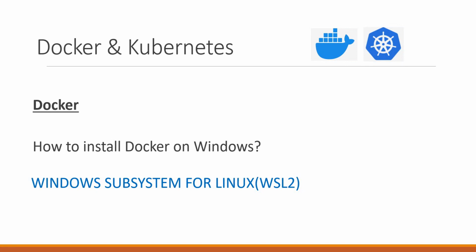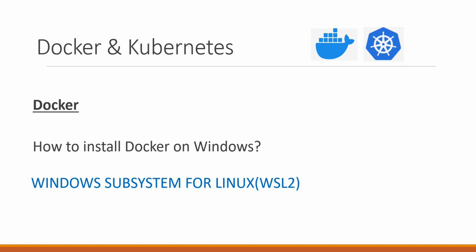In this video, we will see how to install Docker on Windows. Before installing Docker on Windows, we need to understand Windows Subsystem for Linux. This is also called WSL. WSL, or Windows Subsystem for Linux, is a Linux kernel developed by Microsoft.